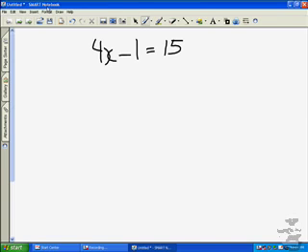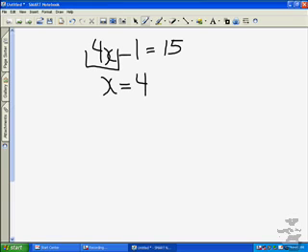We have to ask ourselves, first of all, what number subtract 1 is going to be 15? Well, there's really only one we can use. 16 minus 1 is going to be 15. So now we ask ourselves, what times 4 is going to equal 16? We automatically know, because we know our times tables very well, that x equals 4. 4 times 4 equals 16.